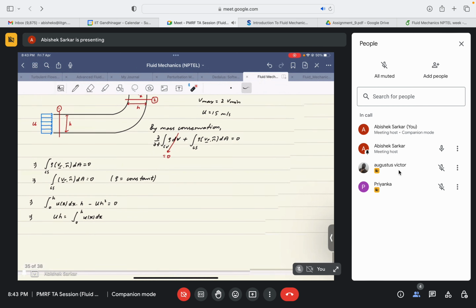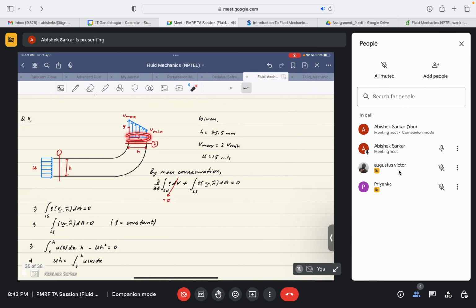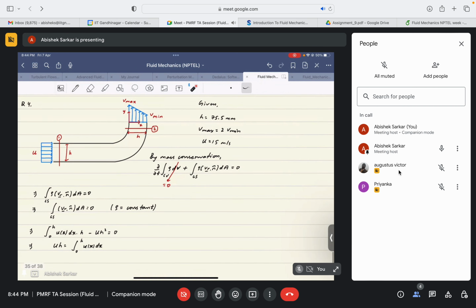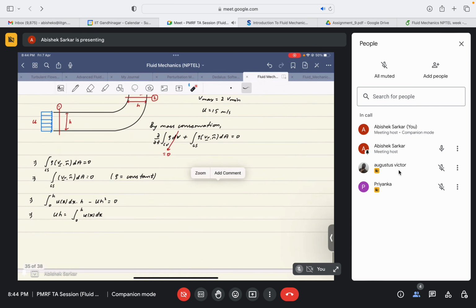Why u of x? Because the velocity here varies with respect to x, right? So it will be a function of x. So it is u of x dx times h, the area perpendicular to our cross section. Since it is a square cross section, perpendicular to this sheet the dimension will be equal to h. So we have h minus U h squared equal to 0. So it will essentially give us U h is equal to integration of 0 to h u of x dx. Now the tricky part is to find u of x.